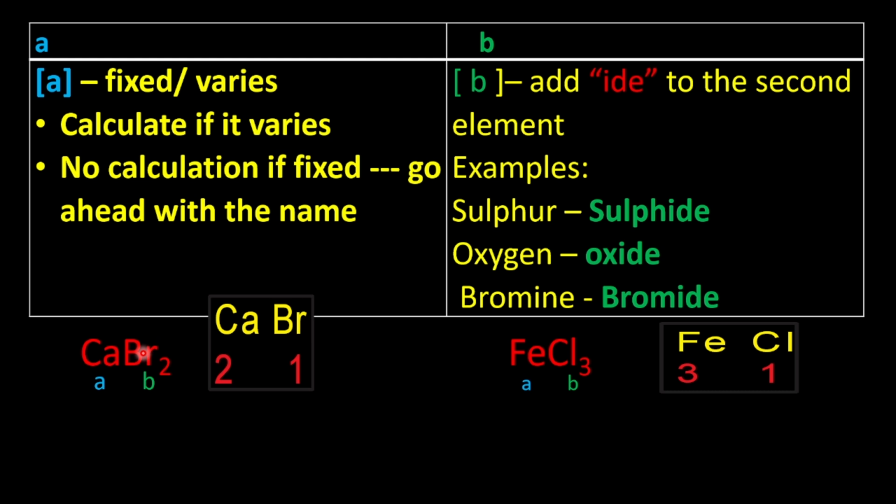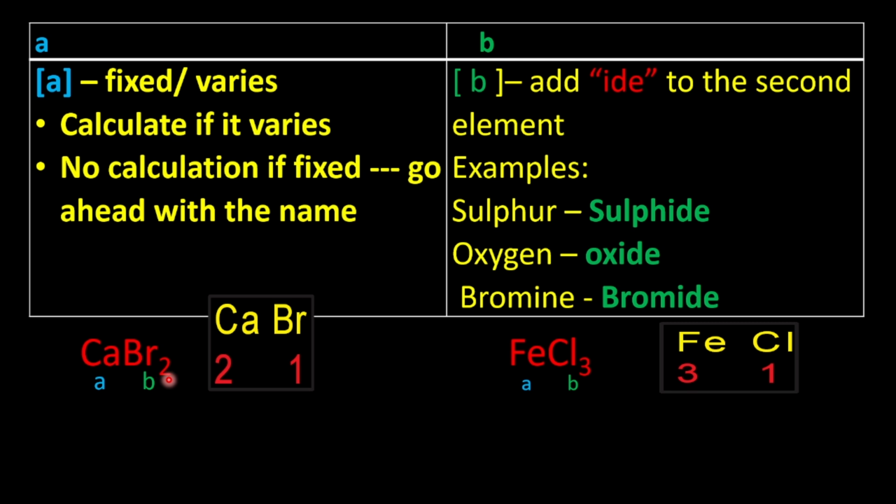Binary means 2. So for A, the first question that you have to ask is, is the element having a fixed oxidation number or does it vary? If it has a fixed oxidation number, there is no need calculating. That is what we have here. If you check and A varies, then it means you have to calculate the oxidation number. Now let me say that again. If you check and A varies, calculate. If you check and it is fixed, don't calculate.